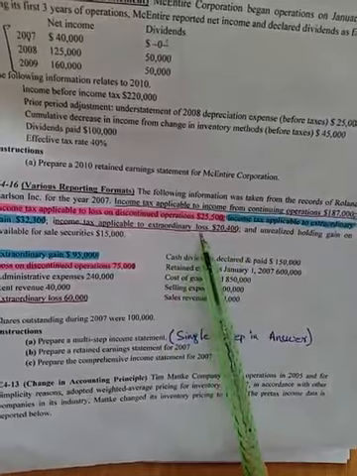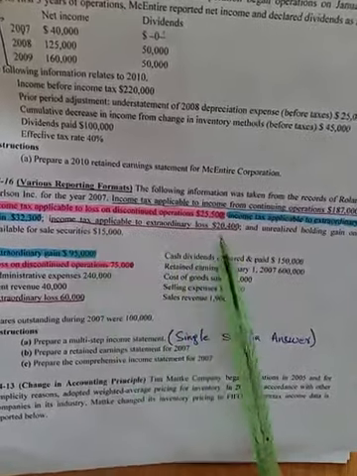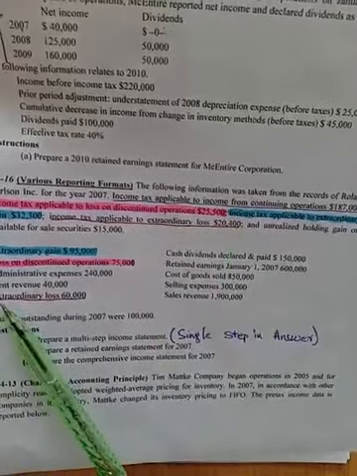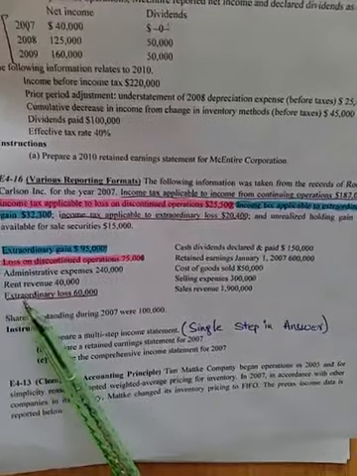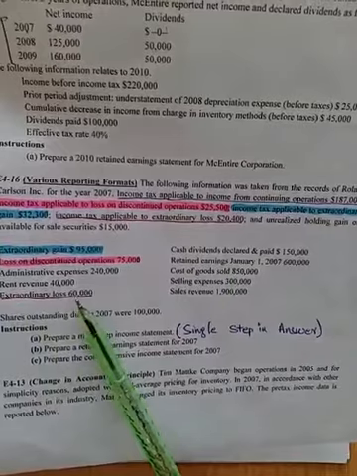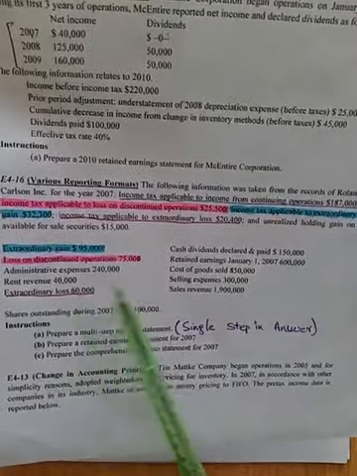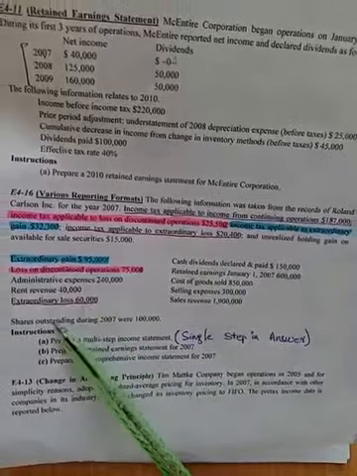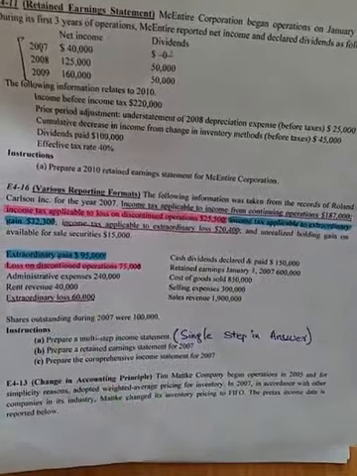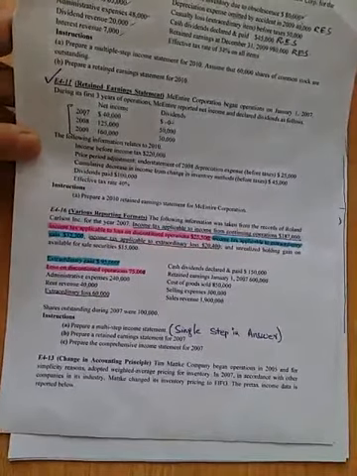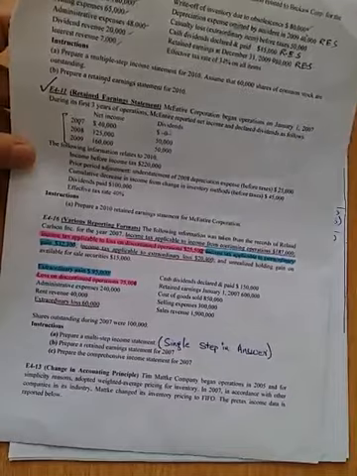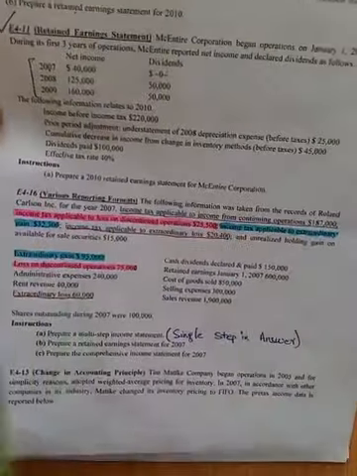Likewise, income tax applicable to extraordinary loss $20,400. So we had a loss also, and the tax on that loss is $20,400. The actual extraordinary loss figure is 60,000. So 60,000 is the actual loss and 20,400 is the tax on this loss. In this numerical, we are not given any tax percentage. We are given directly the tax amount here. So remember this thing.